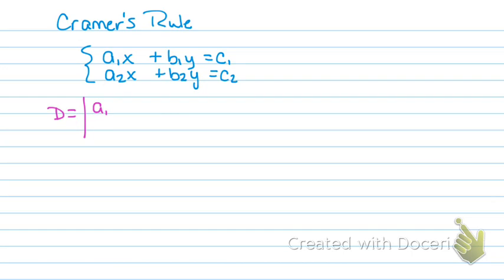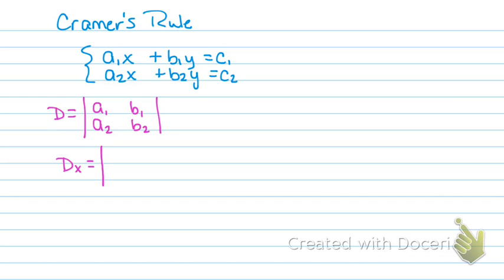You're going to write your a's in the order that you see them there, and your b's in the order that you see them. This is just your plain determinant, just your a's and your b's. Then you're going to have a determinant for each variable you have. My first variable I'm going to work on is my x. So you're going to have a determinant for your x.